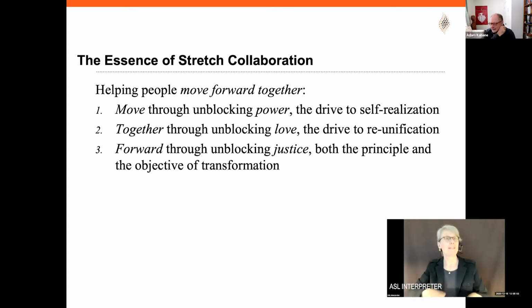And thirdly, and this is the part that wasn't very clear in my own thinking, is to unblock justice, which has to be both, I think, the principle and the objective of all of this work. So I think the essence of the kind of collaboration I'm talking about is not about getting people to do things, but working together in a way that unblocks power, love, and justice. So I hope that's useful, and I look forward to the conversation.